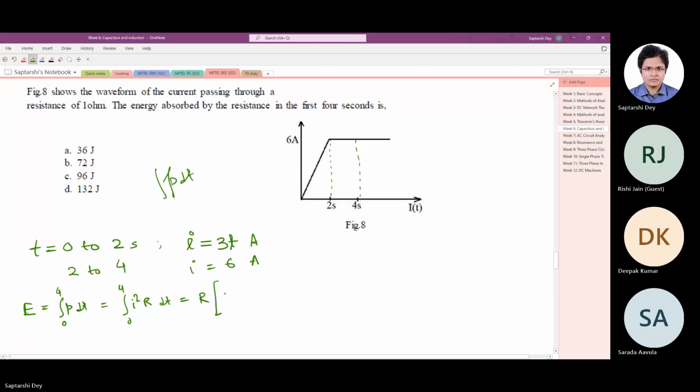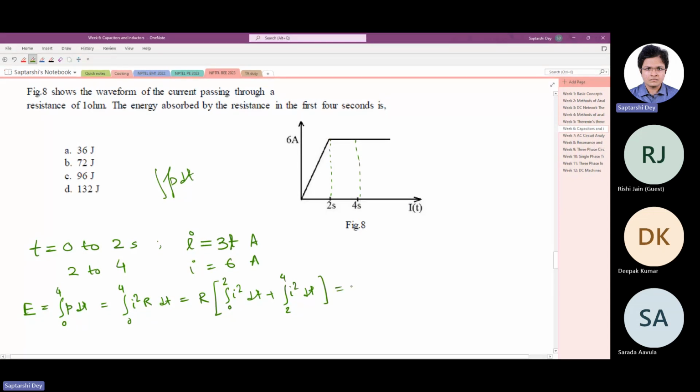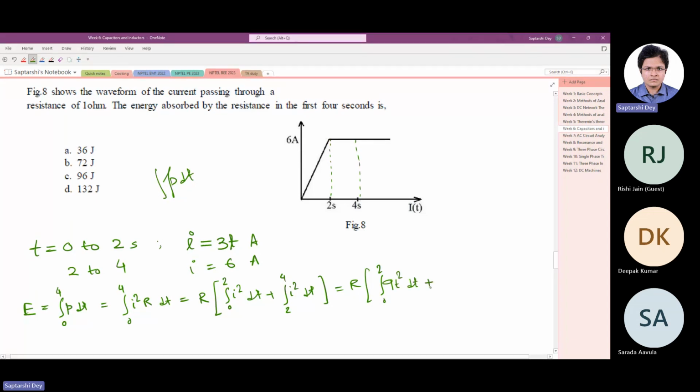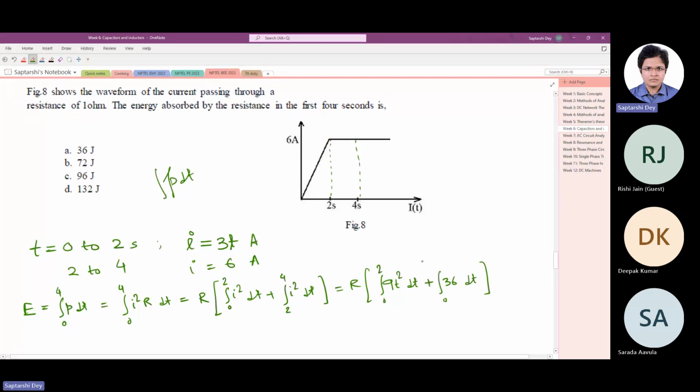Now 0 to 4 we can break into 0 to 2, I square dt plus 2 to 4, I square dt. So now at 0 to 2 we know I is 3t, so 9t square dt, plus, and 2 to 4 we know it's 6, so 36 dt. Sorry, 2 to 4.